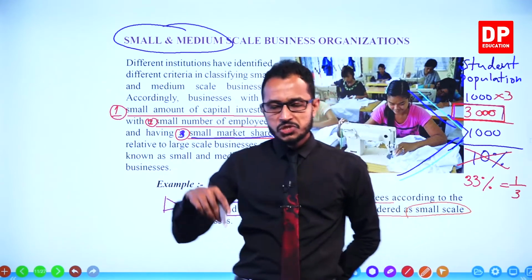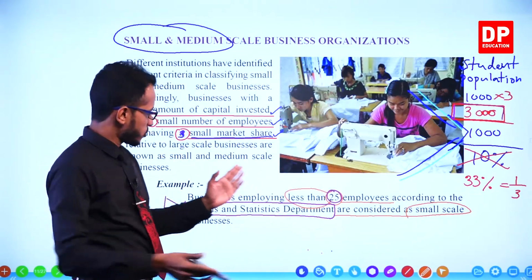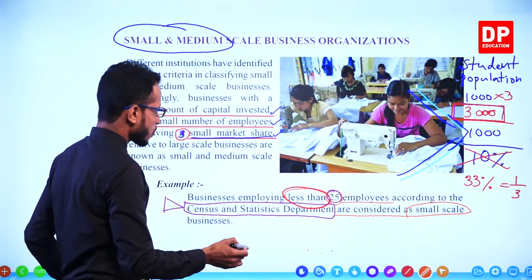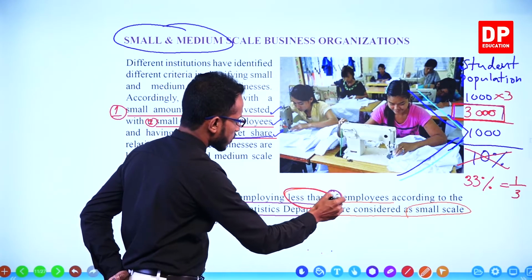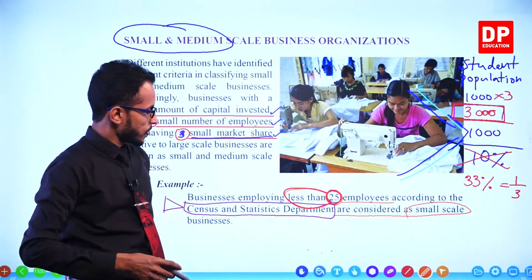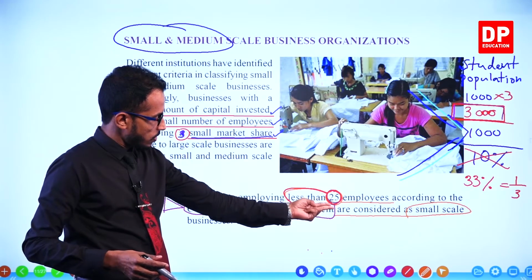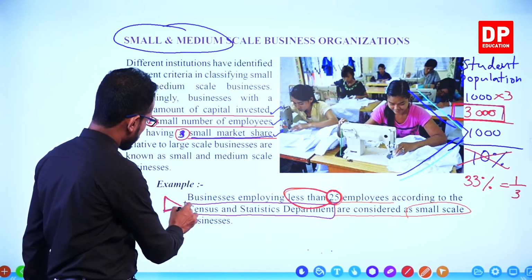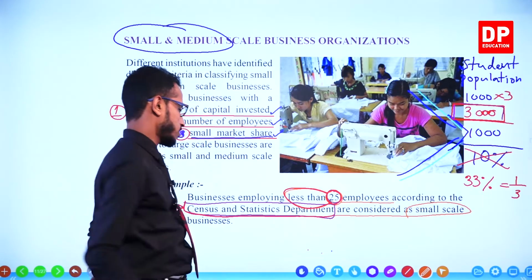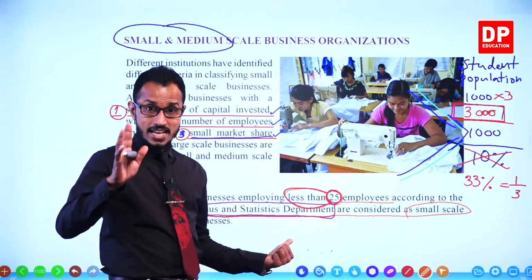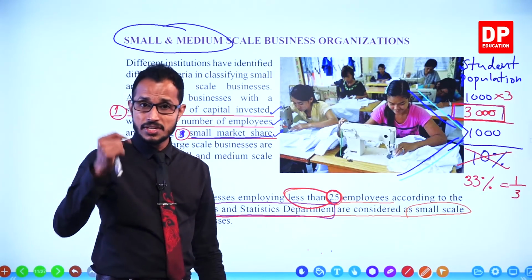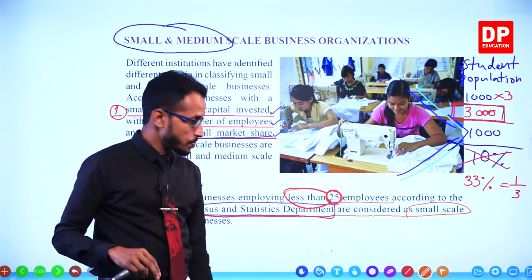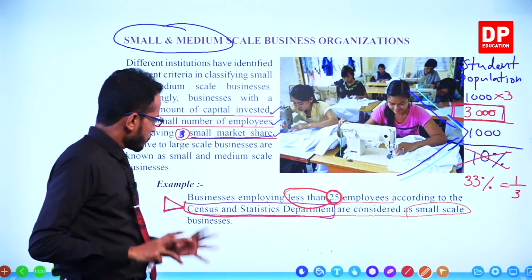Okay, which government institution has put up this benchmark, the determiner? Which government institution? This institution, Census and Statistics Department. This has come several times in the past examination papers. In the examination papers, several times this question has come.